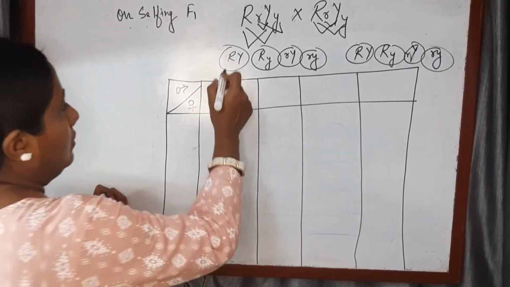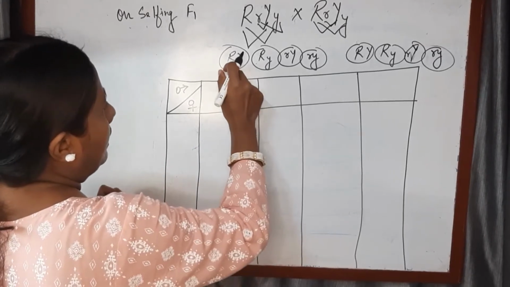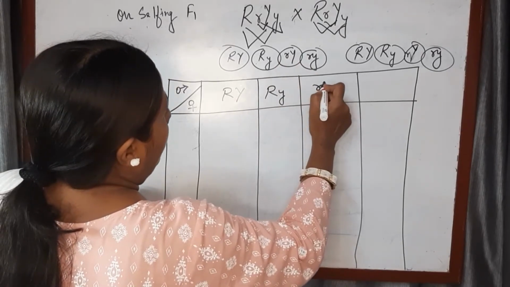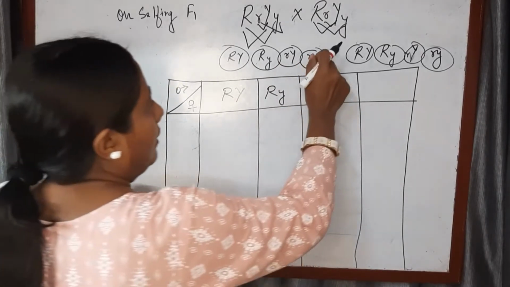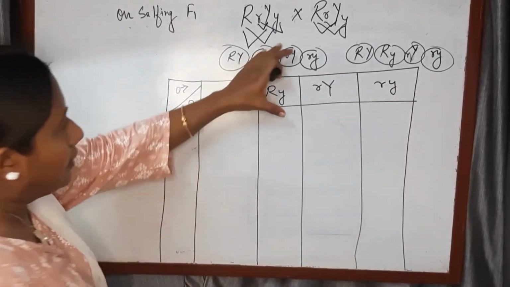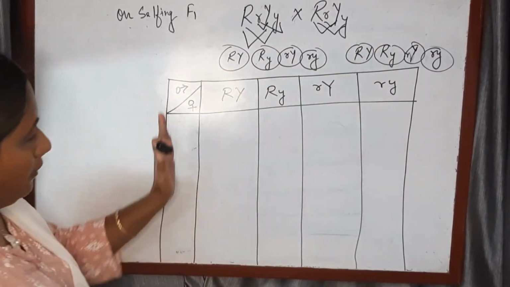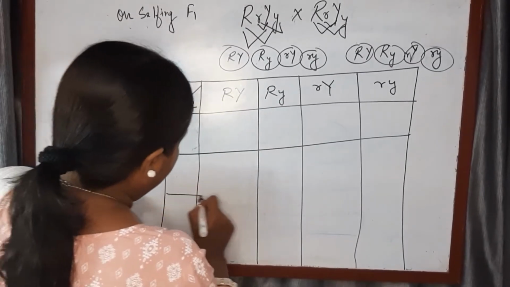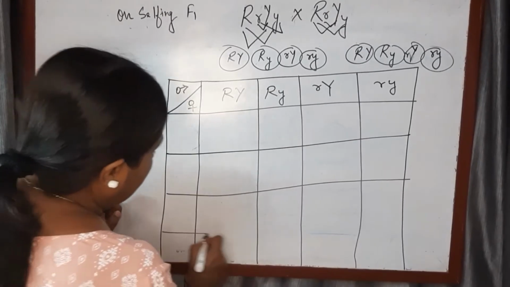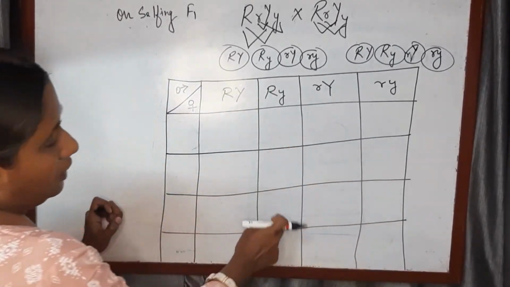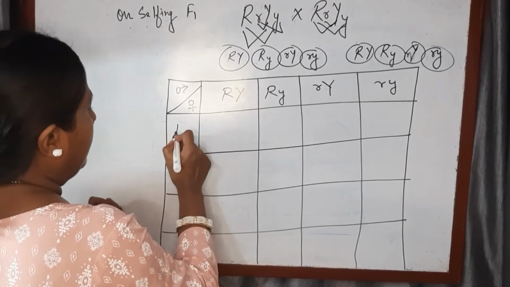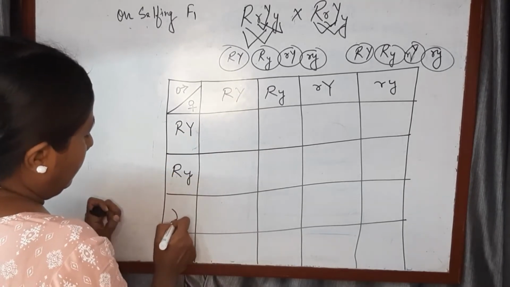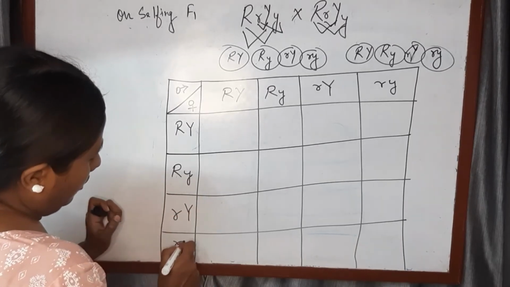Now capital R, capital Y; capital R, small y; small r, capital Y; small r, small y. These gametes I am writing here. Again four: 1, 2, 3, 4. Again write like this, the same thing: capital R, capital Y; capital R, small y; small r, capital Y; small r, small y.